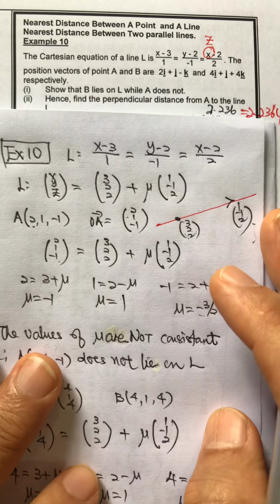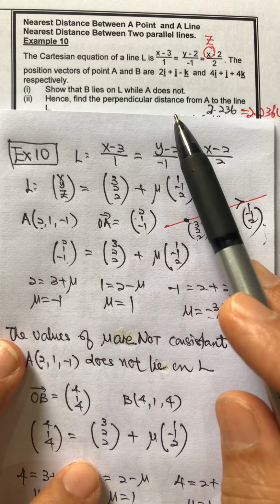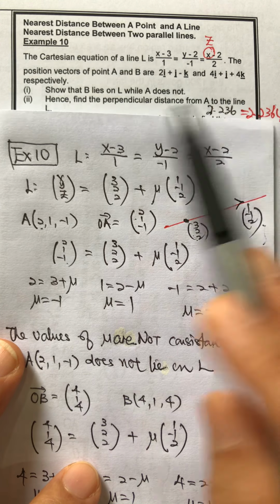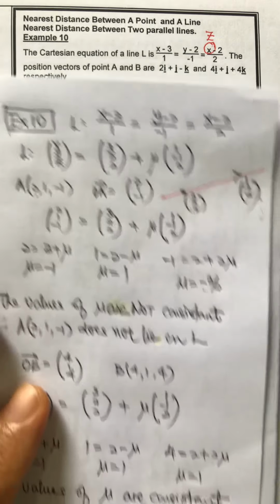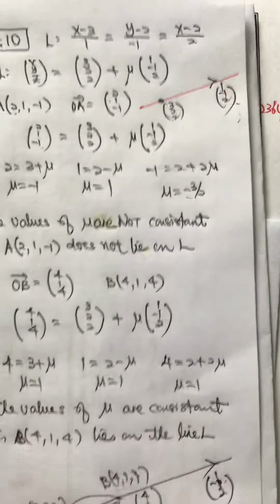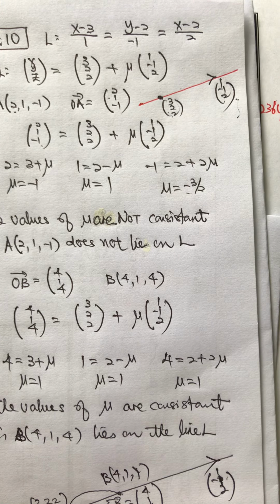Okay, then the second one, hence find the perpendicular distance from A to the line L. Since just now we have shown that A is not on the line, B is on the line.